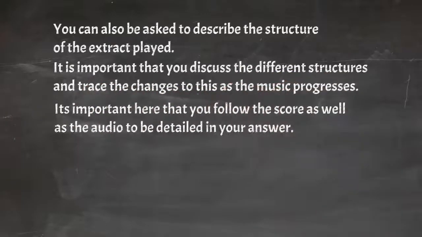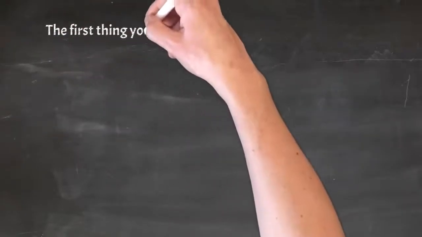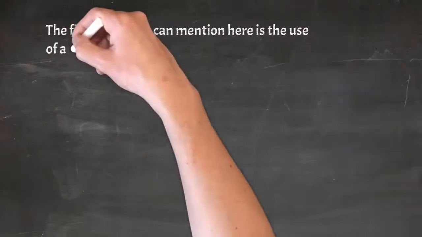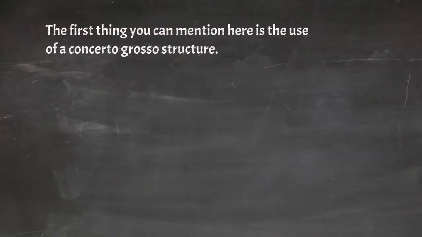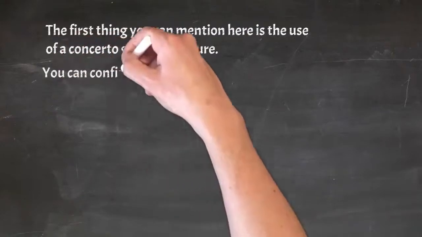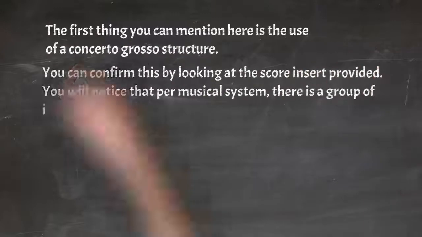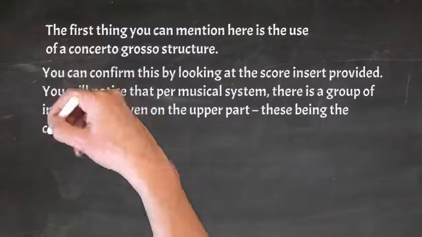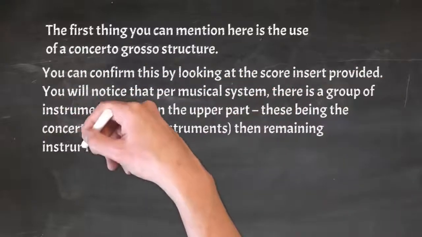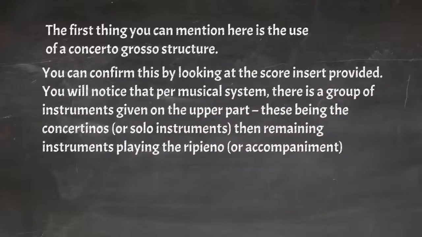detailed answer. If the music has a concertino and a ripieno section, the first thing you can mention here is actually that it is a concerto grosso. You can confirm this by looking at the score insert provided. You will notice that per musical system, there is a group of instruments given on the upper part. These instruments are the concertinos or solo instruments. Then the remaining instruments playing the ripieno are the accompaniment.